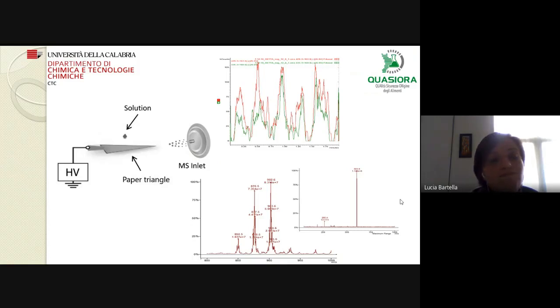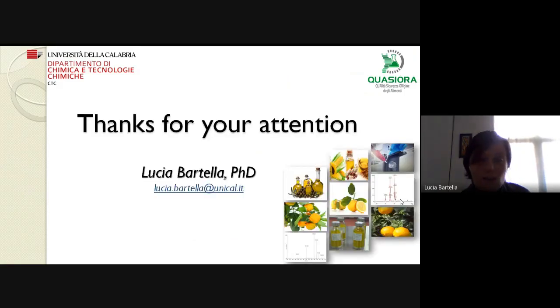In conclusion, we can say that these presented works confirm the ability of paper spray mass spectrometry to perform very fast quantitative analysis, but with the use of isotope dilution method, it allowed to obtain accurate results, and the ability of this technique to obtain fast molecular screening, fast mass profile, to characterize also a complex matrix like olive oil. Thank you for your attention.